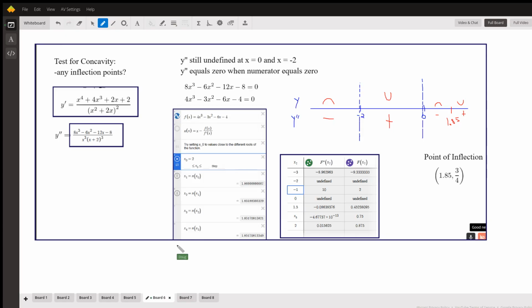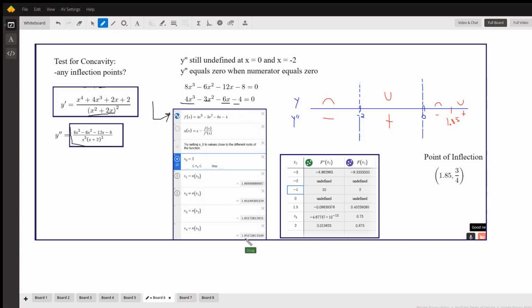Okay. On board 6, test for concavity. Wow. I would square this binomial before I tried to use the quotient rule, but it's very tedious. But after you apply the quotient rule and simplify, this is what you get for the second derivative. And y double prime is still undefined at the vertical asymptotes, but it equals 0 when the numerator equals 0. Again, applying numerical methods, I divided every term by 2 before I started.